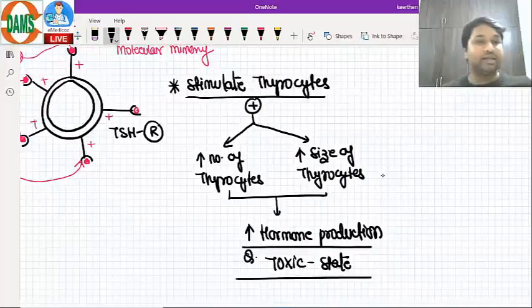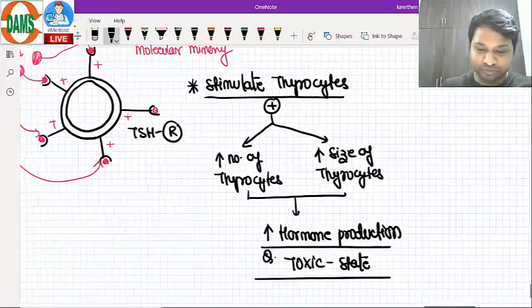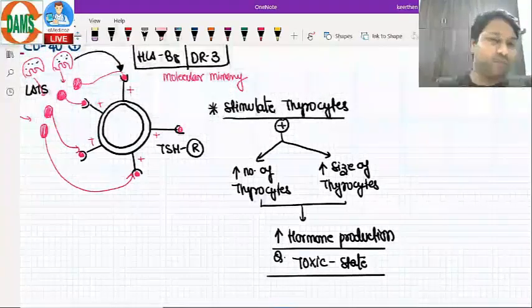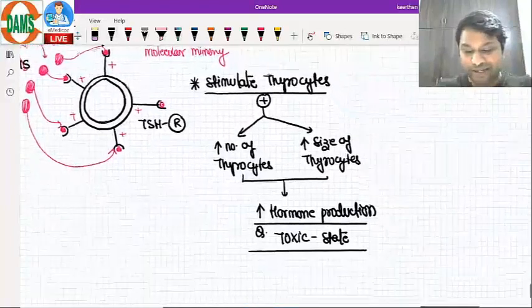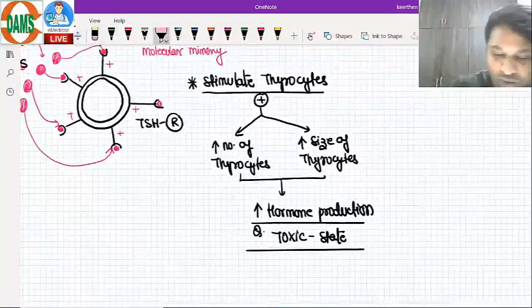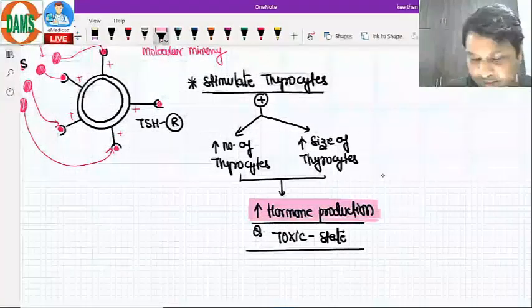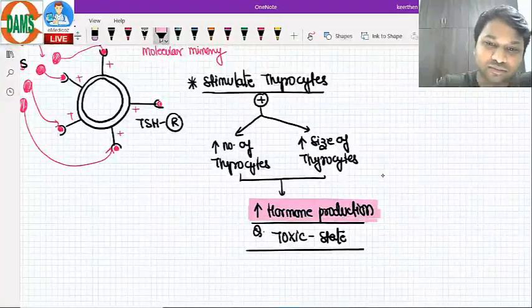As earlier I told you, Graves' disease, Plummer's disease and toxic adenoma are because of increased hormone production. So this is how the hormone production is increased during Graves' disease.